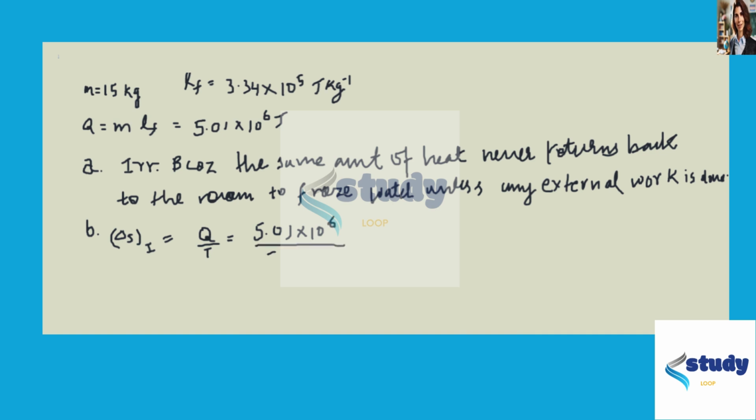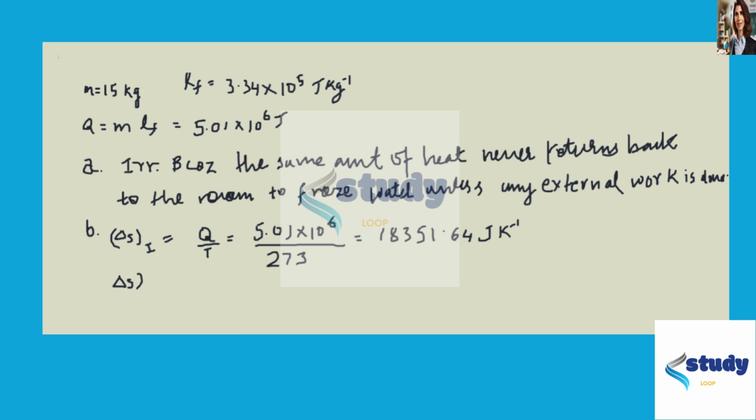So remember to change that into Kelvin. That will be 273 Kelvin. This will be equal to 18351.64 joules per Kelvin. So this is the increase in entropy for ice.